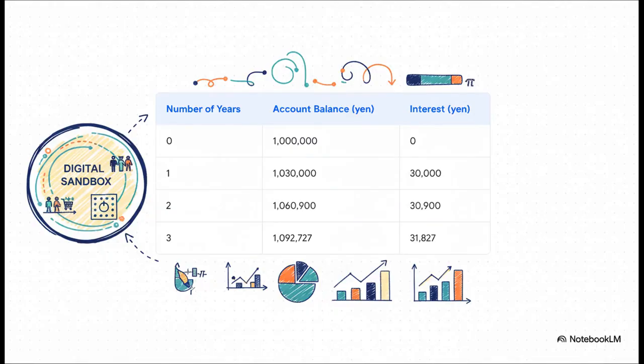Let's take a super common mathematical model: compound interest. We can simulate this really easily, even in a basic spreadsheet. So let's say we start with yen. At a 3% interest rate, our simulation just plays out the model over time, and we can literally watch that balance grow year after year.